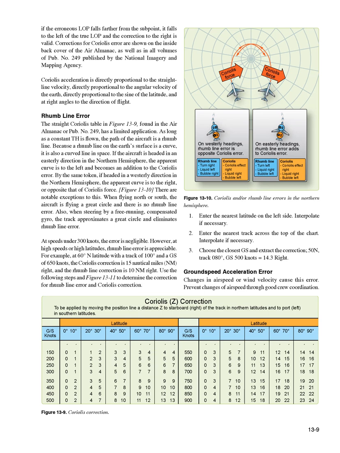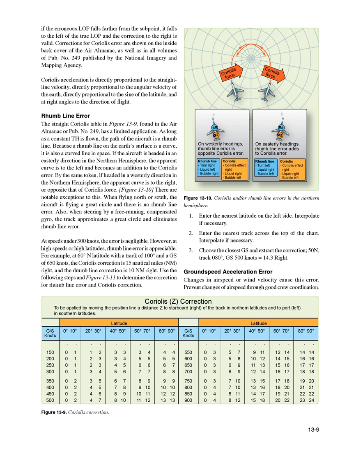Corrections for Coriolis error are shown on the inside back cover of the Error Almanac, as well as in all volumes of Pub. No. 249 published by the National Imagery and Mapping Agency. Coriolis acceleration is directly proportional to the straight line velocity, directly proportional to the angular velocity of the Earth, directly proportional to the sine of the latitude, and at right angles to the direction of flight.